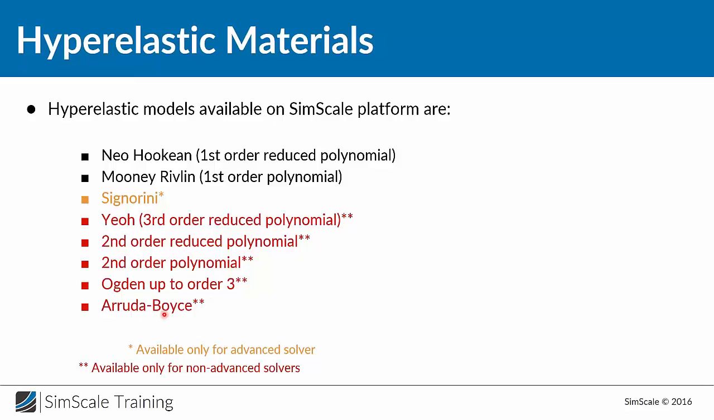And the other ones are only available for the non-advanced solver, like Yeoh, second order reduced polynomial, etc. And which material model you should use depends on the material you want to model. As I think you will again find for every material a good model in literature. In case you don't find anything, all you need is again a stress strain curve, and then we will try to fit these parameters in order to use one of these models.